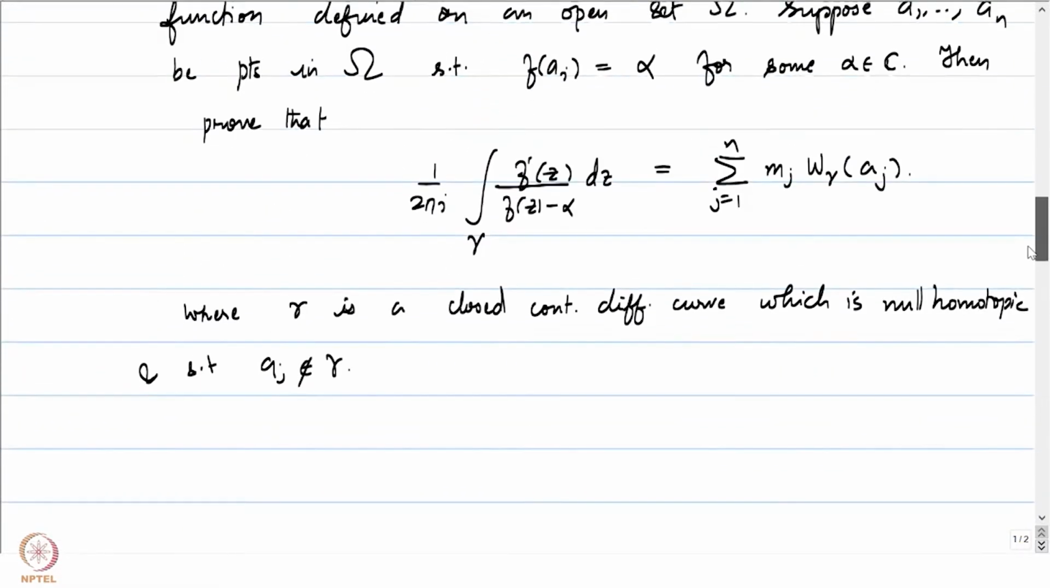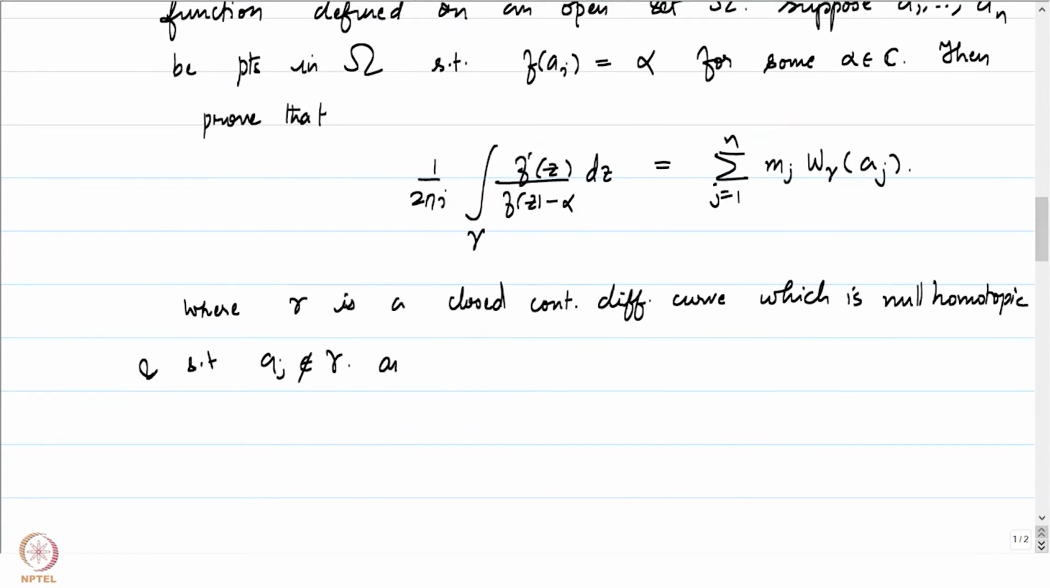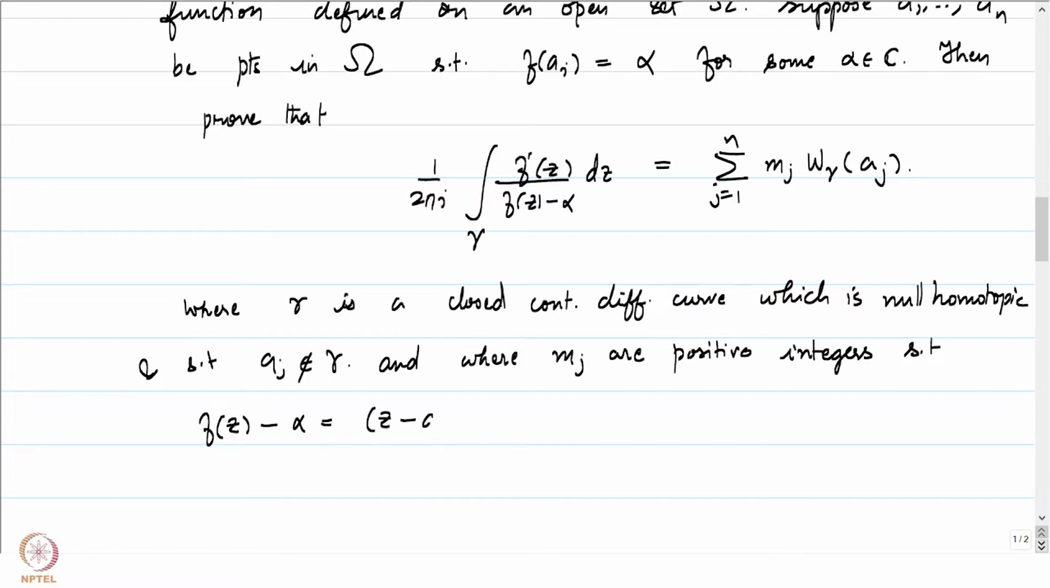And what were the mj's? Where mj are positive integers such that f of z minus alpha is equal to z minus aj to the power mj times gj of z, where gj of aj is not equal to 0.